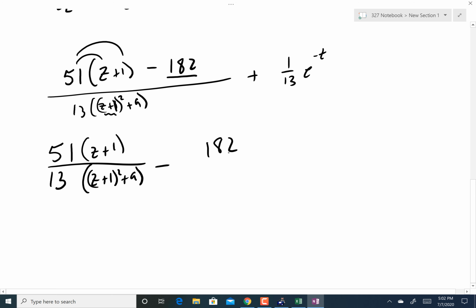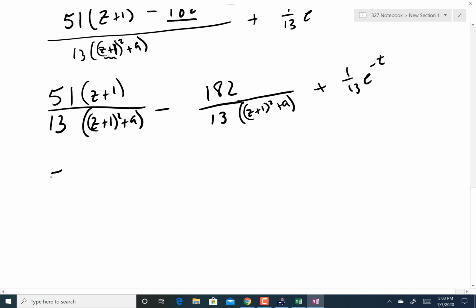Minus this. And then I'm almost done, but not quite. Okay, now you got to be careful. Well, this is quite clearly 51/13 e to the minus t cosine of 3t, clearly. This is very similar because now I need a k on top. You with me? So I need a 3 up there.